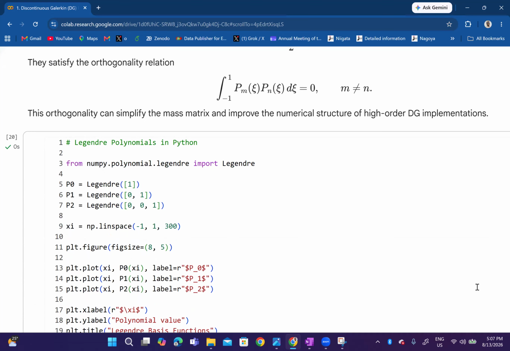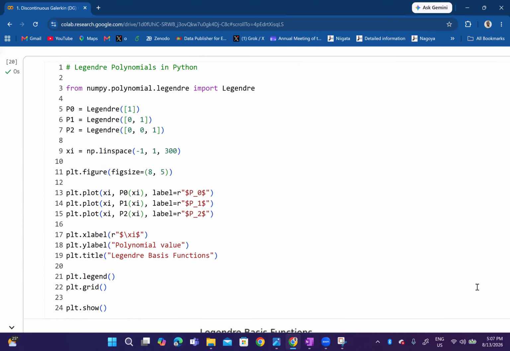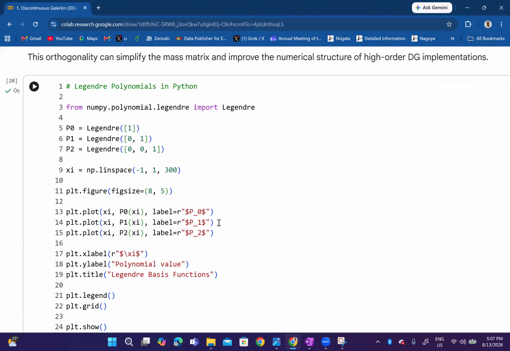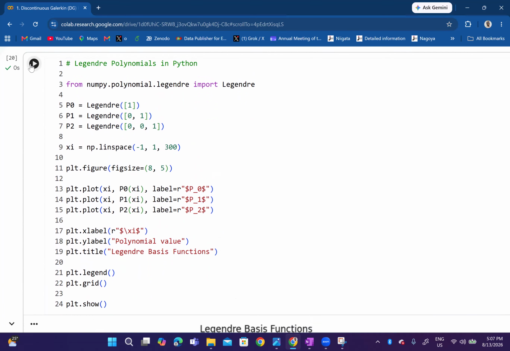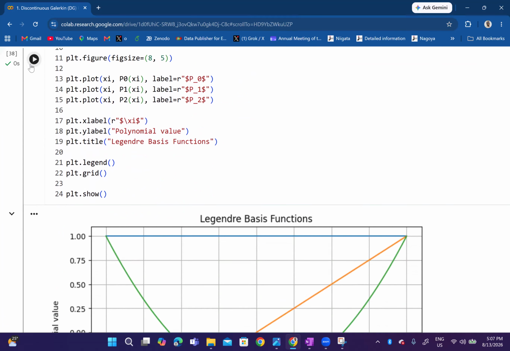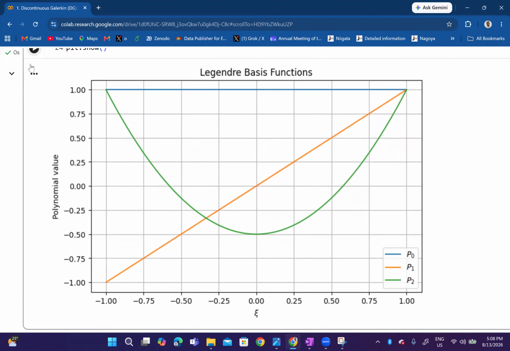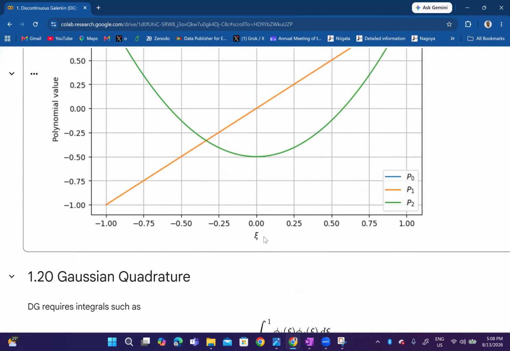And then we have a simple Python code representing Legendre polynomials here. This is what the whole code looks like. Then we have the Legendre basis function. This is what it looks like. I dealt with that very well under the special functions playlist. P naught is this line at 1. P1 is this diagonal line connecting from -1 to 1 like that. And then P2 is a parabola like this, resting on minus 0.5.